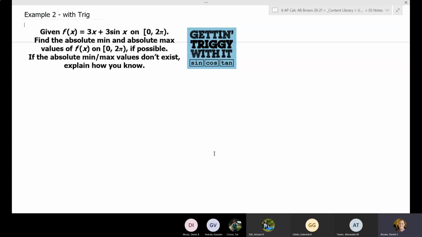Should we factor out? You wouldn't have to. Since you're not making a sign chart, you don't have to worry about factoring as much.